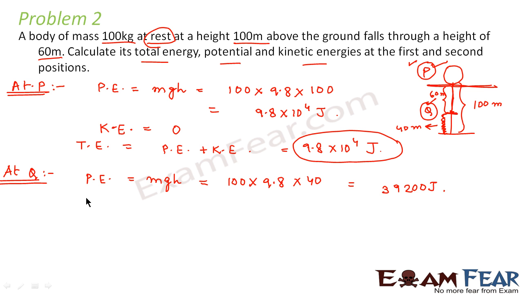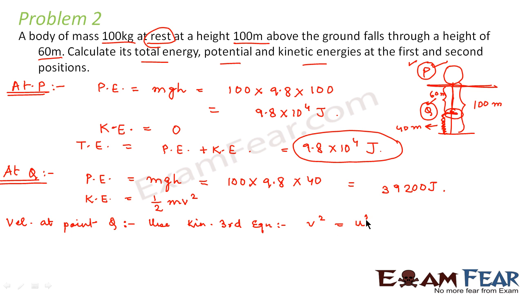Now let us calculate the kinetic energy. Kinetic energy at this point will be equal to half mv square. Now what is v? v would be the velocity at point Q. So how will we calculate the velocity at point Q? We will use a kinematic equation. So let us calculate velocity at point Q. In order to calculate it, we will use the kinematic third equation, which is v square is equal to u square plus 2as, right?